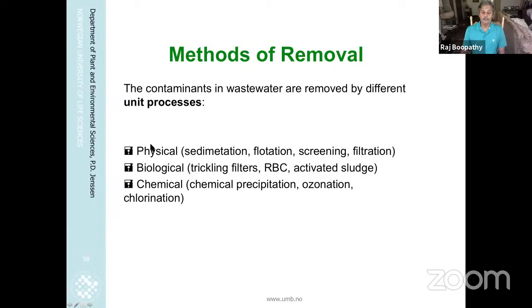So again, going through this process for sewage, you go through the physical, biological, and chemical processes. Physical is sedimentation, flotation, screening. Biological is where most of the bacteria come into play.